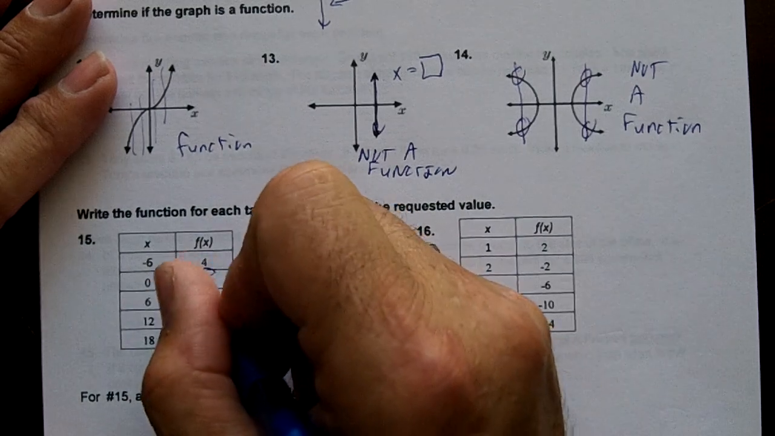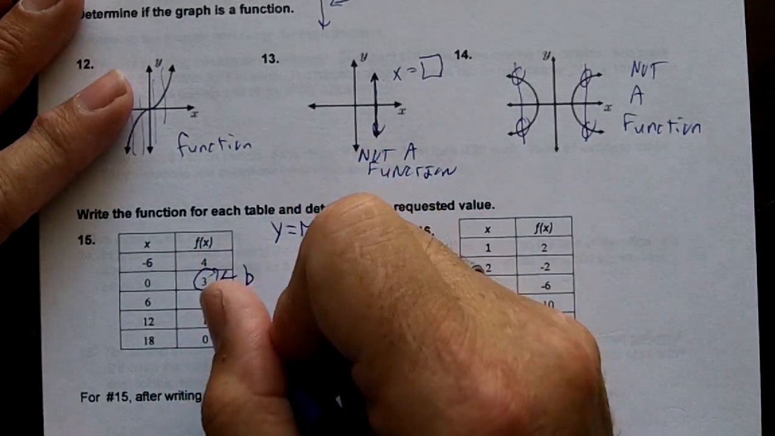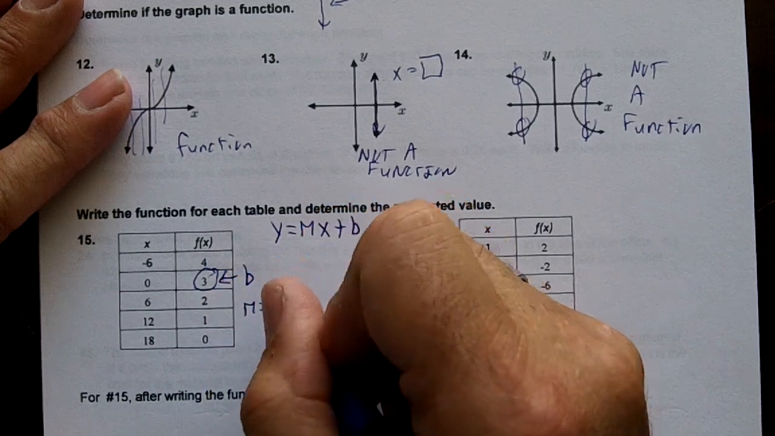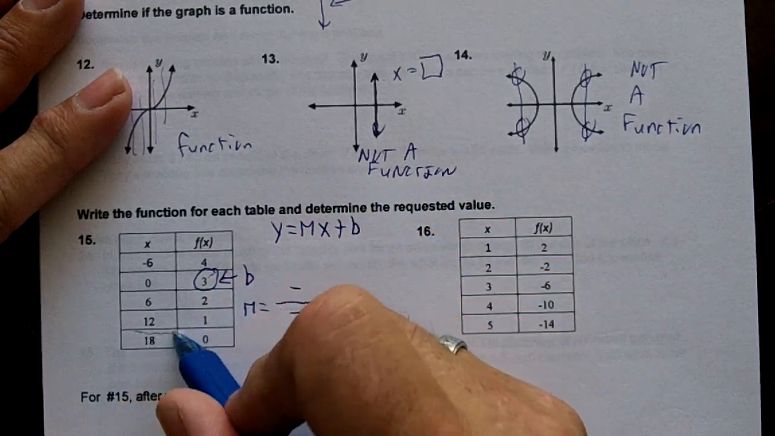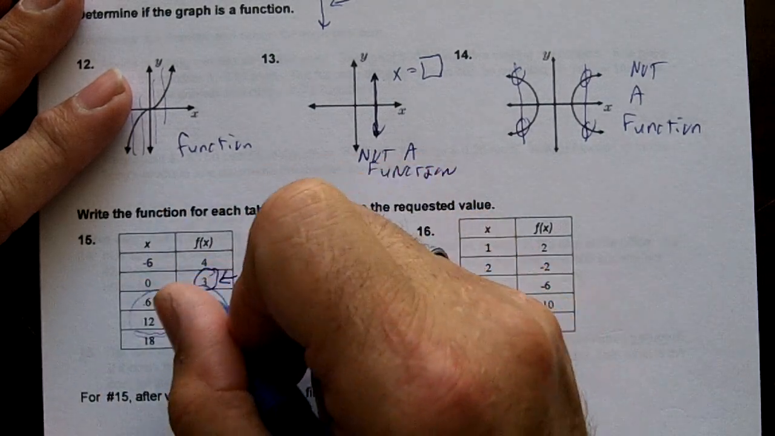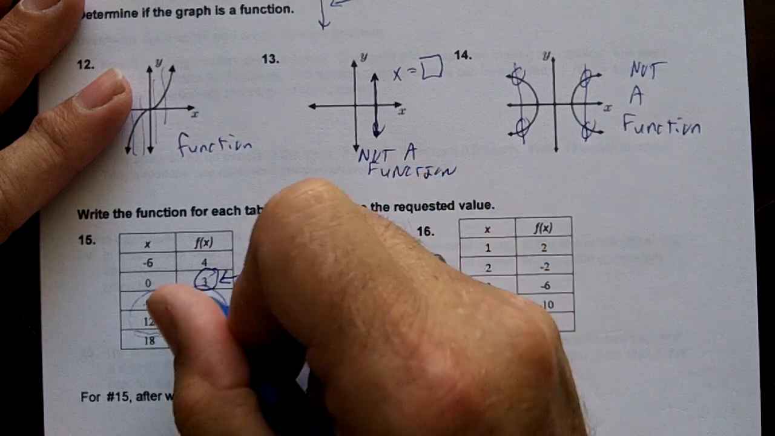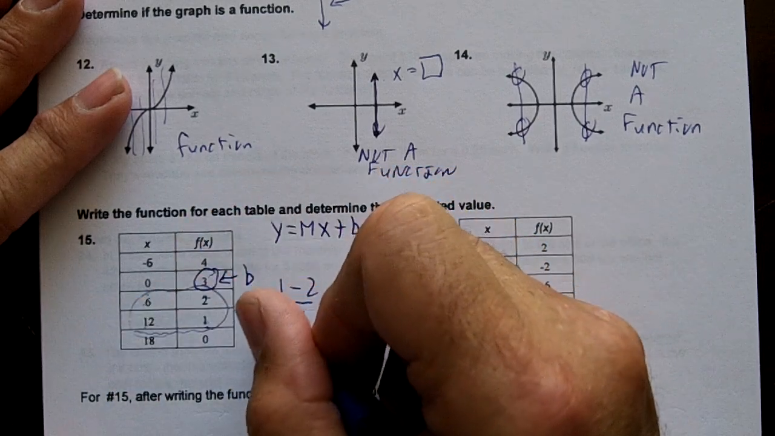Right here, this number is our y-intercept. Now all I need is my slope. So to get my slope, I'm going to use these 2 points right here. So I'm going to do 2 minus, or let's do 1 minus 2, 1 minus 2, y minus y over 12 minus 6.